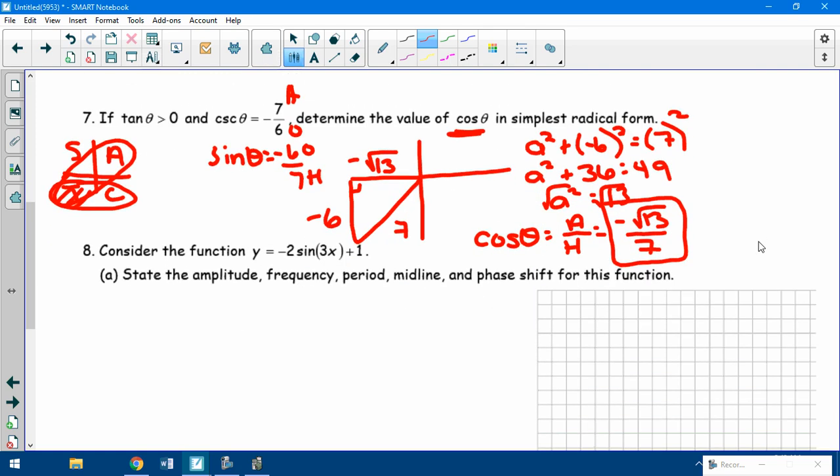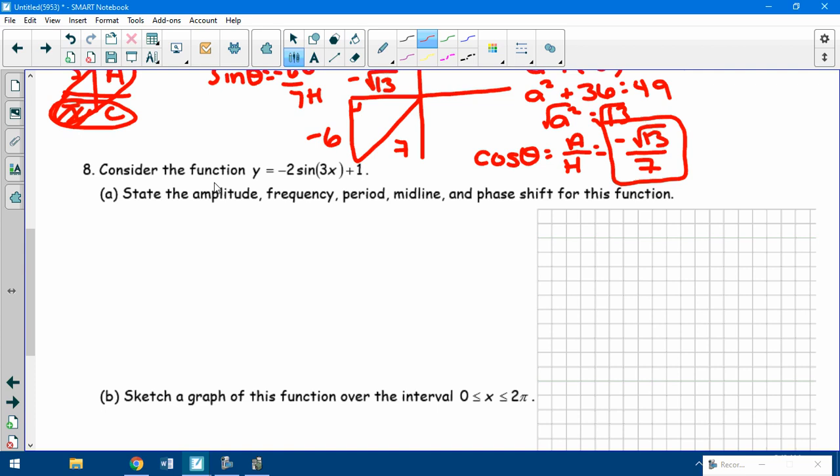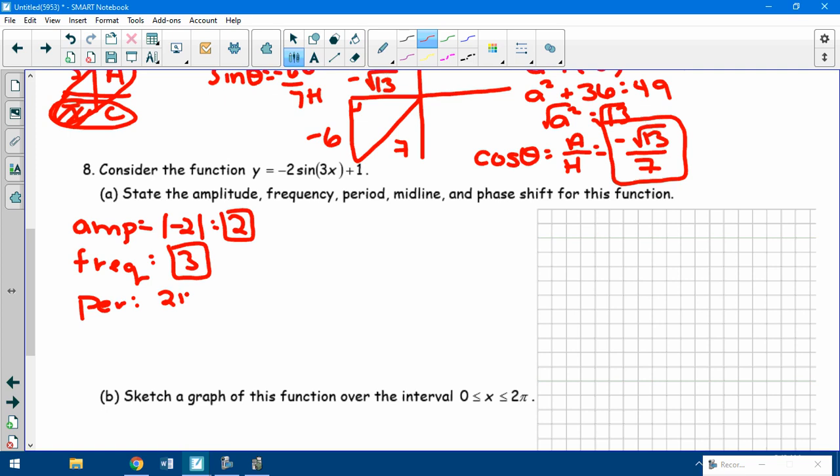All right, and then number 8 is another graphing one. People are totally fine with this part. But let's do it because that'll help us with the graph. So amplitude, remember, it can't be negative. It's the absolute value of the number out front. So that's 2. Frequency is the b value, the number in front of the x, so that's 3. Period, that's the formula, 2 pi divided by b. This is 2 pi over 3.